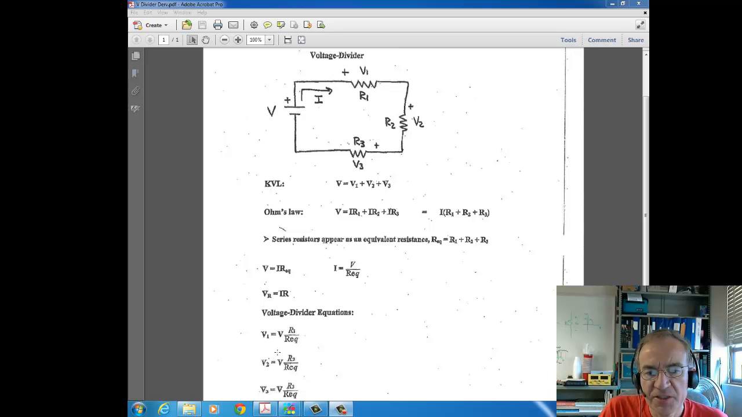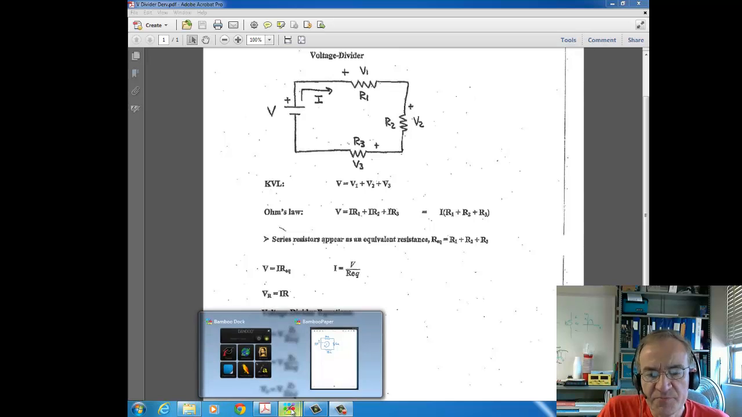Now we end up with the voltage divider equation. The voltage divider equation shows that the voltage across a resistor is equal to the voltage across the series combination times a ratio of resistances, where the denominator of that ratio is the R equivalent of the series resistors, and the numerator of that ratio is the resistor you want the voltage for. So V1 is the voltage across R1, so that's why R1 goes in the numerator. Likewise, for V2, R2 is in the numerator, and for V3, R3 is in the numerator.